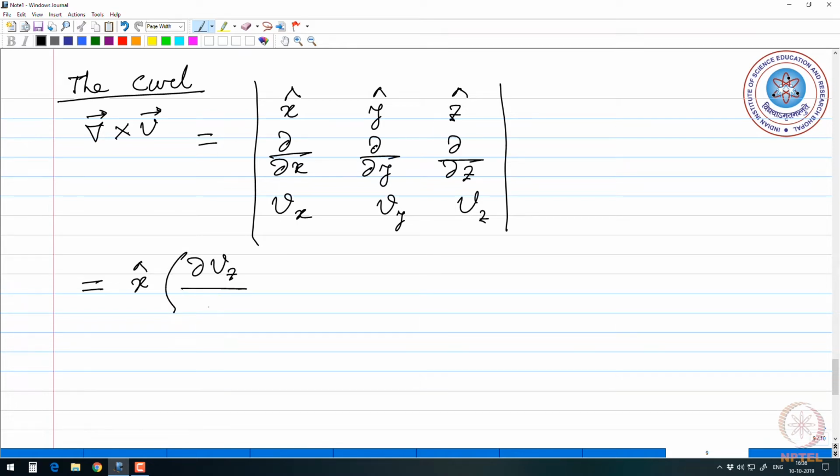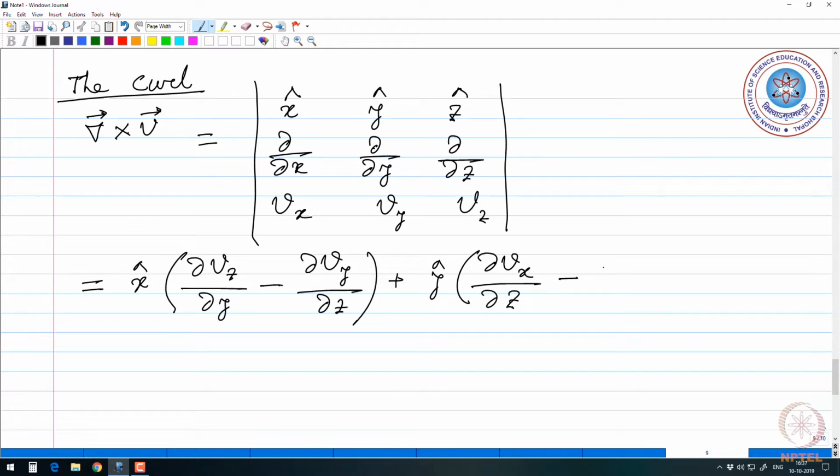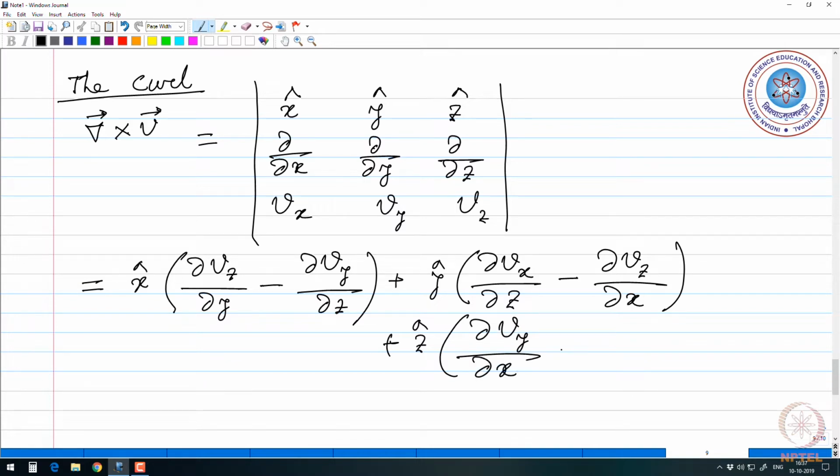del vz del y minus del vy del z, plus y cap del vx del z minus del vz del x, plus z cap del vy del x minus del vx del y. This is the form of curl.